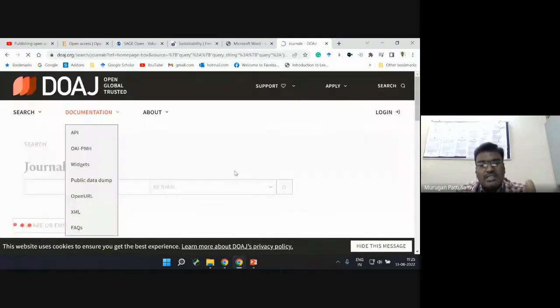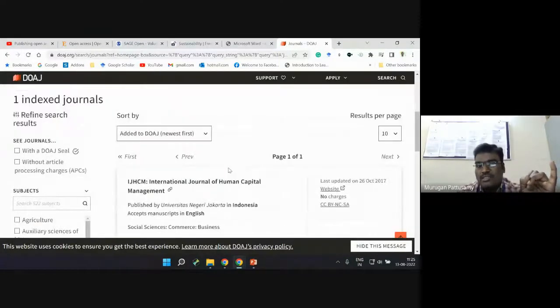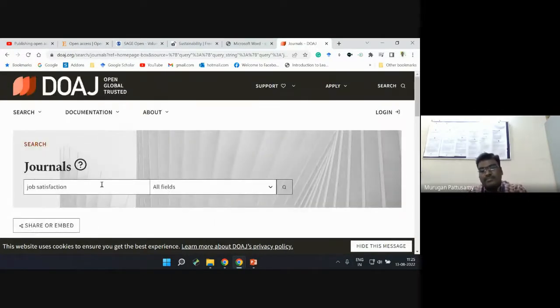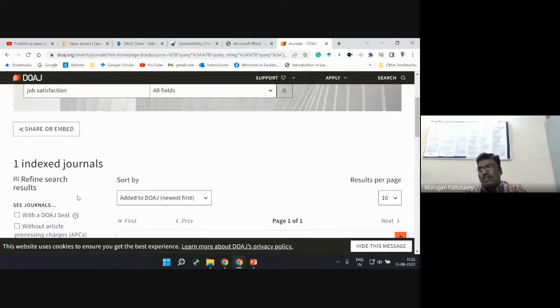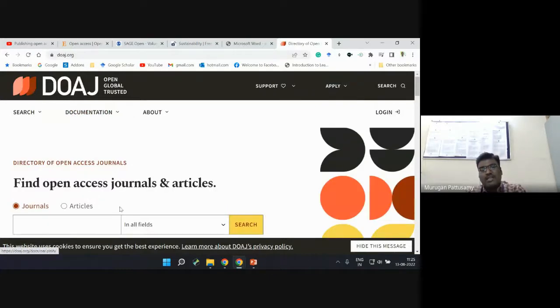I get articles which are published in open access journals, as well as articles from hybrid journals where the paper was published under the open access category. This is how you can look for journals as well as papers by looking at this particular DOAJ, that is nothing but a Directory of Open Access Journals.